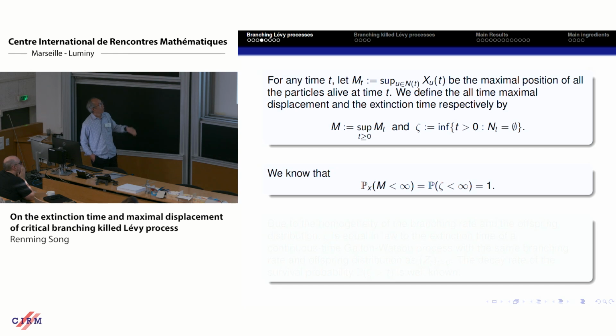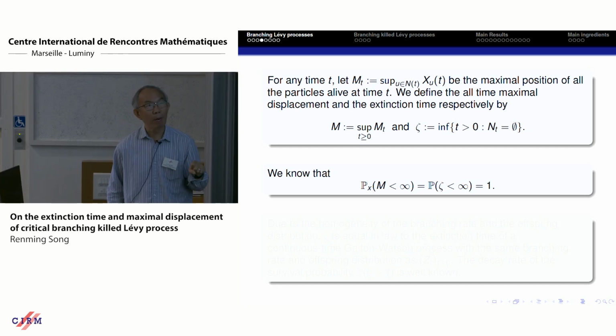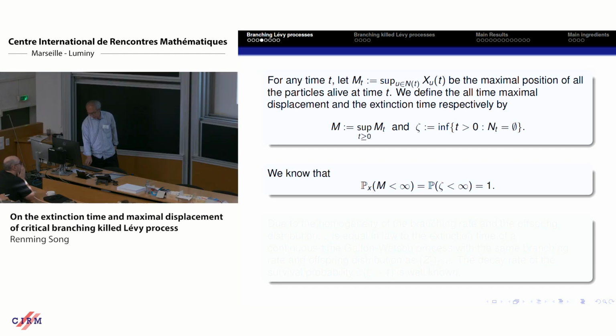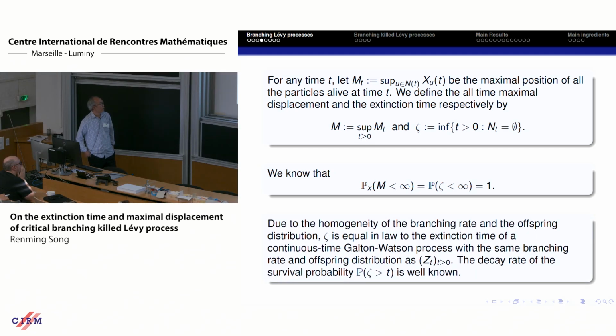Our focus is not on critical branching Levy processes, but let me review a few results on branching Levy processes. In this case, our branching rate is always beta, and the offspring distribution is spatially homogeneous. It does not depend on spatial location. So the lifetime zeta is basically the same thing as the extinction time of a continuous time Galton-Watson process with the same branching rate and the same offspring distribution. In this case, the decay rate of this extinction time is well known.